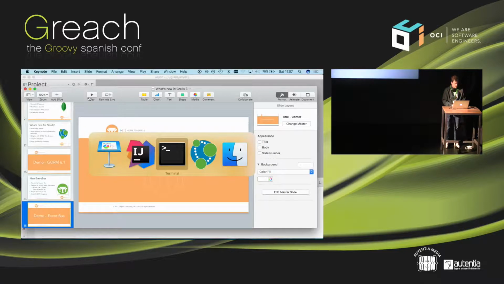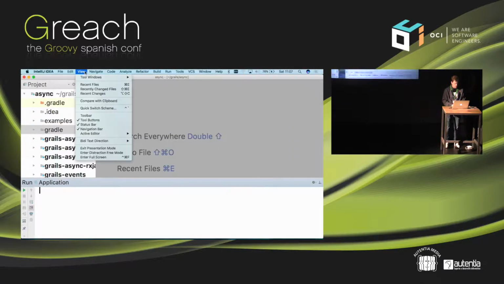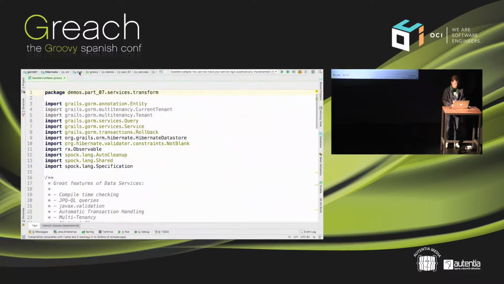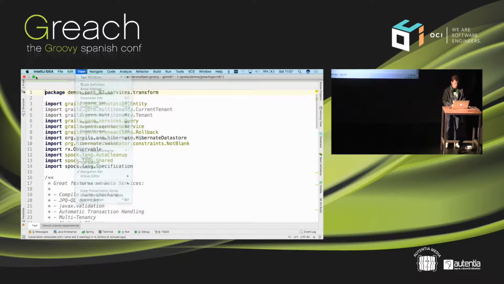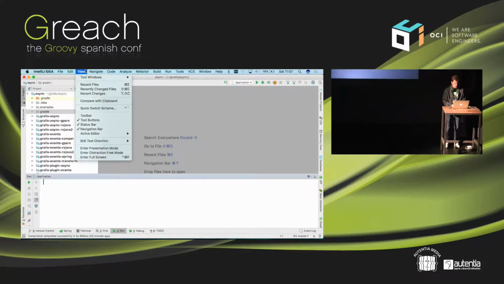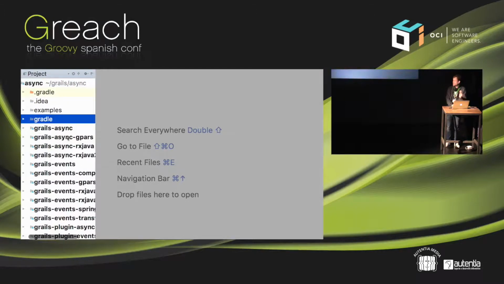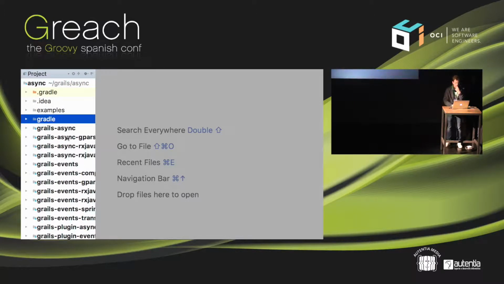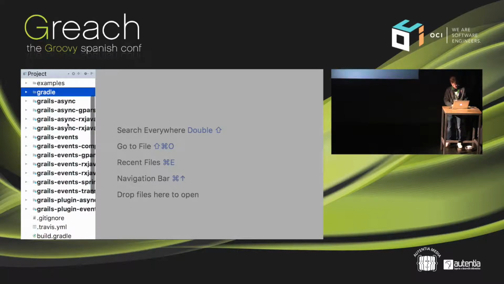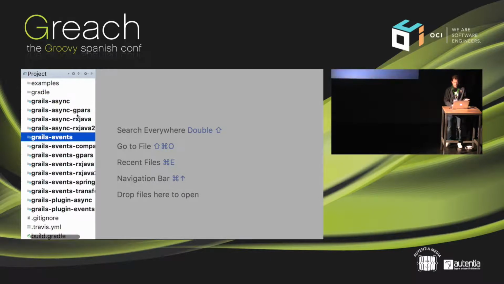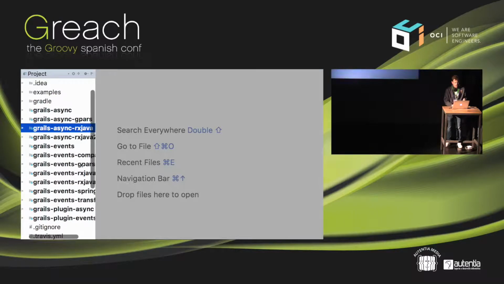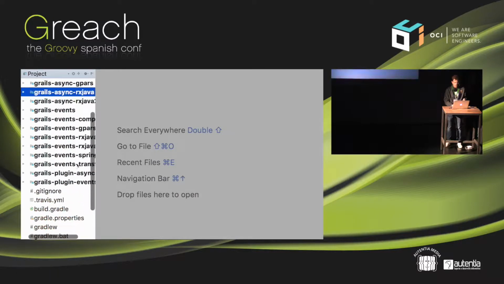Let's see if I can get this thing rolling. So what we have here is a new project, Grails async on GitHub. And there's a number of sub-projects. We've got the Grails async project, and there's a new Grails events project, and then we have different implementations. So we've got Grails async GPars, RxJava, RxJava 2, Grails events, GPars, RxJava, RxJava 2. And then we have this transforms project, which is the cool part.